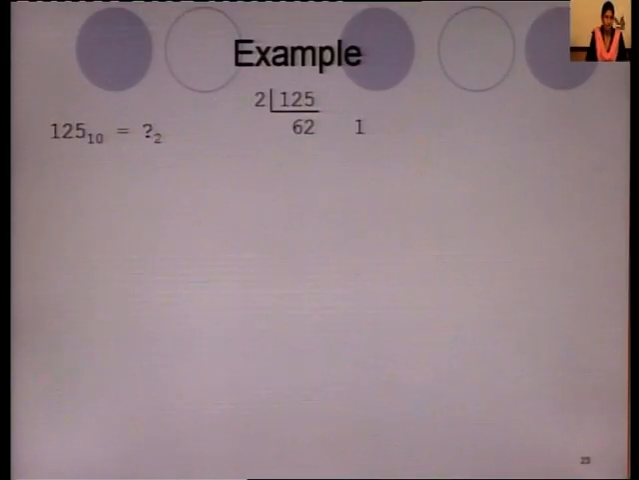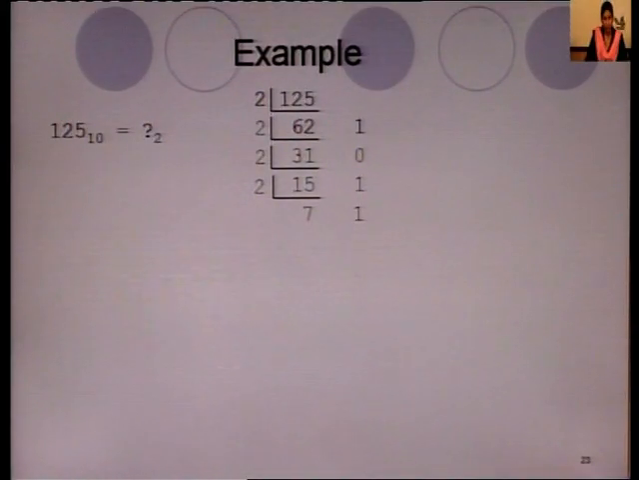Divide the given value 125 by 2. The result is remainder 1 and quotient is 62. Again divide 62 by 2, that is quotient 31, and the remainder is 0. Again the resulting quotient is divided by 2, and we get quotient 15 and remainder is 1. Then again divide the quotient by 2, that is quotient is 7 and remainder is 1. Again divided by 2, the result is quotient 3 and the remainder is 1. Again divided by 2, the result is 1 quotient and 1 is remainder.